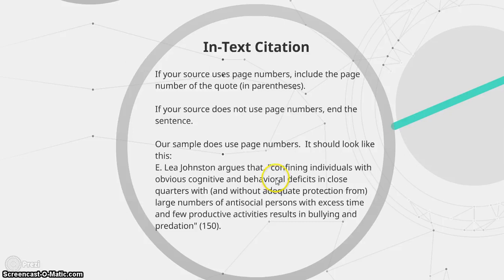We still have a signal phrase, but at the end, I've put the number 150 in parentheses, indicating that the quote comes from page 150 of this publication. Notice also the order of the punctuation. I have quotation marks, open parentheses, the number 150, close parentheses, and a period.